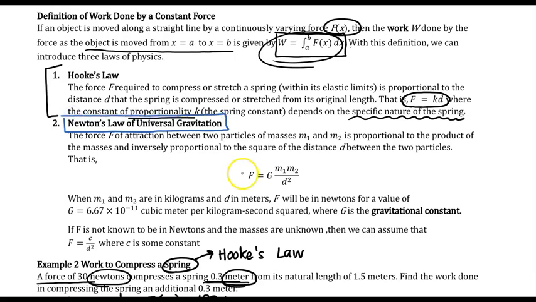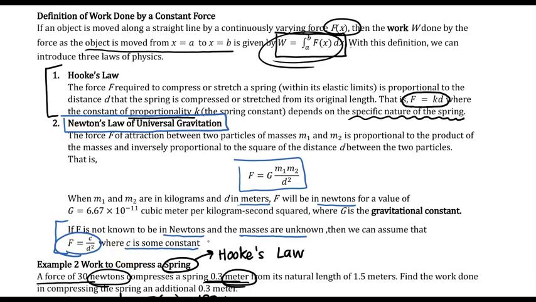The law gives us a formula for the force function if we are given distance in meters and force in newtons. But there's a comment down here where if it's not known that the force is measured in newtons and we do not know the masses, then we can assume that F is equal to C divided by D squared. And for our purposes, we'll use this version. Notice that we do not know what C is. It is some constant.